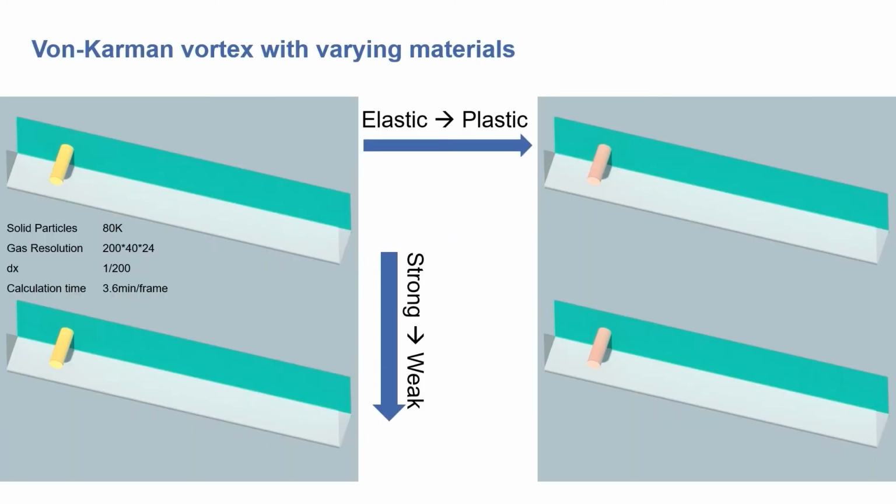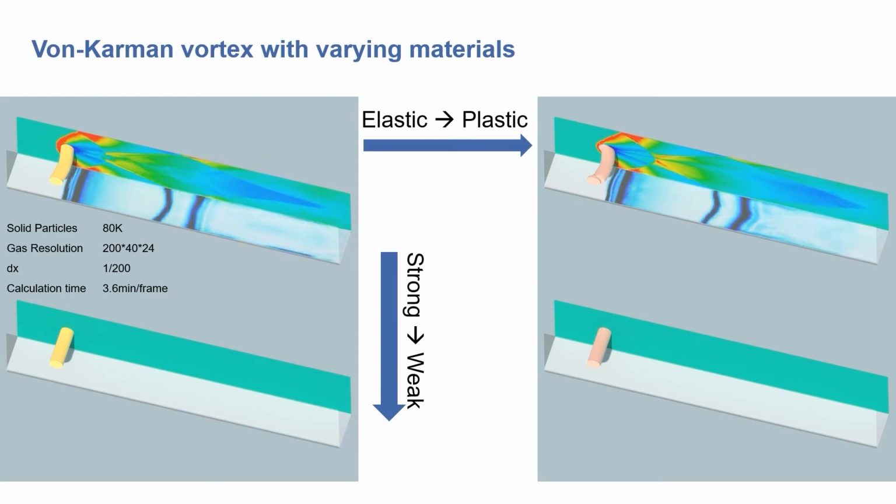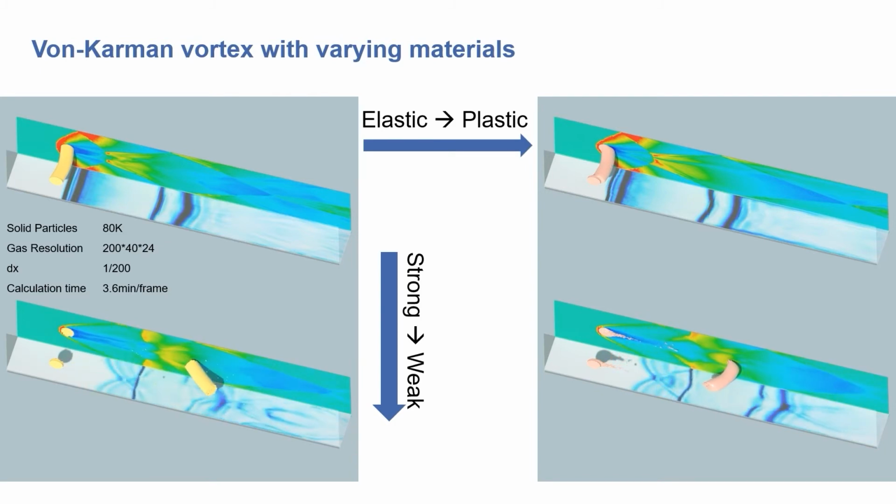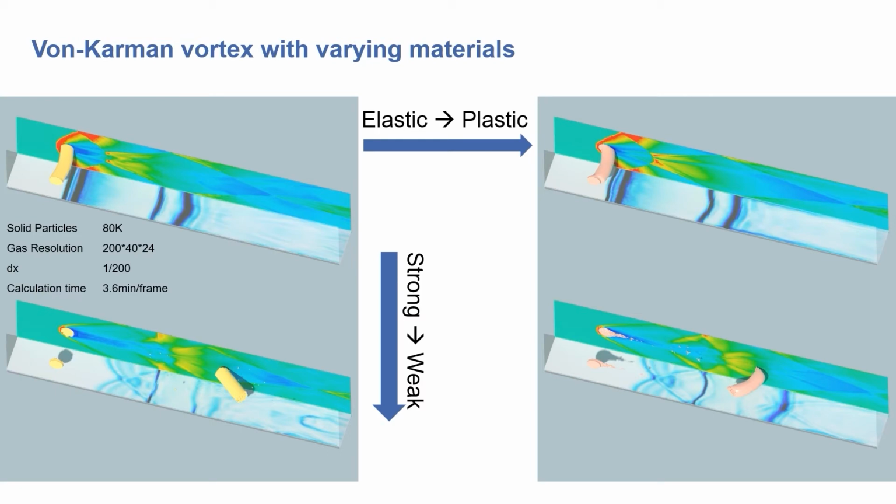We produce the famous von Karman vortices in this experiment on different materials. On the top, the elastic cylinder bounces around, while the deformation is permanent on the plastic cylinder. Next, we soften both cylinder stiffness and let the flow break them apart. The elastic cylinder restores the straight shape, and the deformation is permanent on the plastic cylinder.